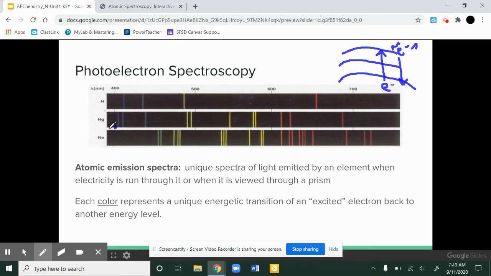So hydrogen's is the simplest, and then we get to elements like neon and mercury, and they get more complex because you have more electrons doing this. There's more energy levels involved in that process. Every element has its own unique signature of colors, too.